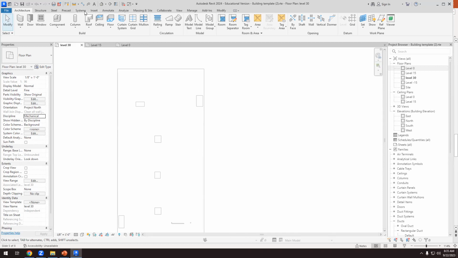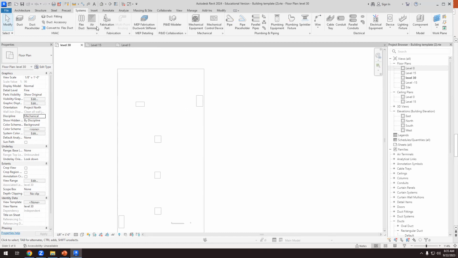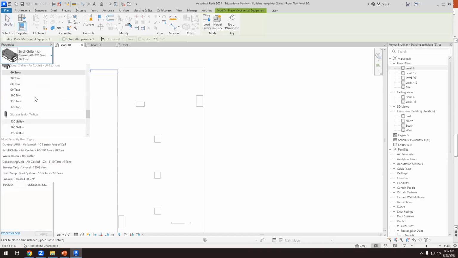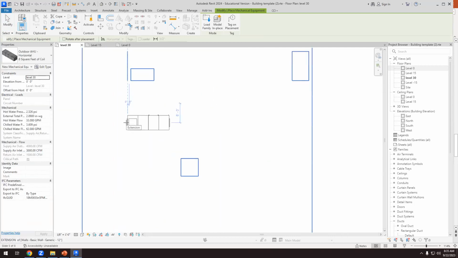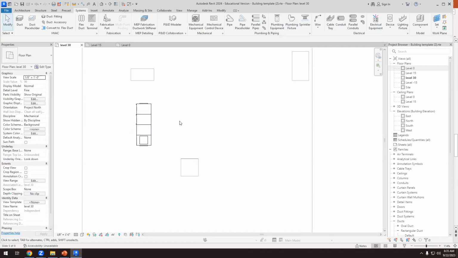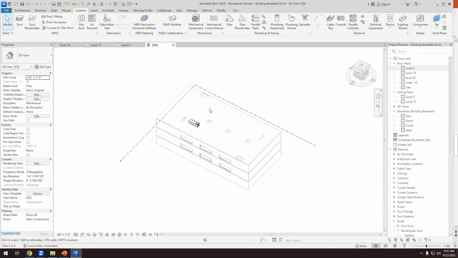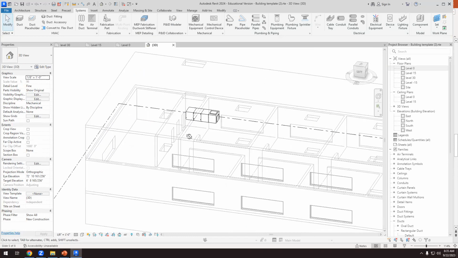We have to go to Systems and select the mechanical equipment. The first thing is the air handling unit. So we will select the air handling unit, the first one. I think we selected the second, so we are going to select the second one. Now we have to place the air handling unit by pressing the space bar. I'm going to place it here, facing the shaft. And every time we do something, let's check that it's in the right place.